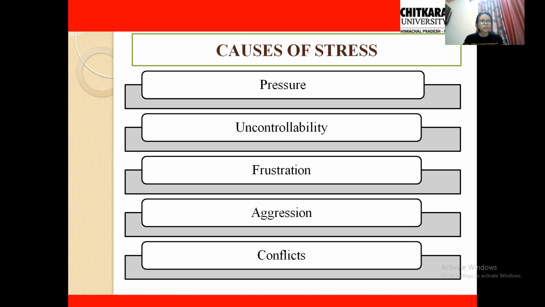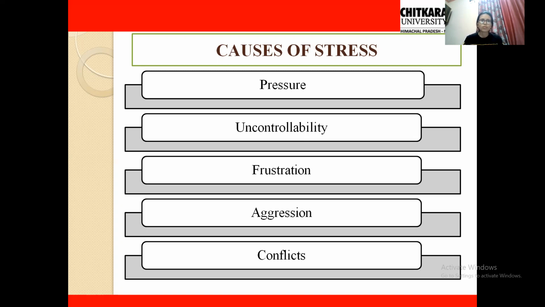That is, I am not able to control some particular situation. For example, when I encounter a particular examination and I have forgotten a particular topic in the examination, then I can't control my brain. I can't control my memory to remember that particular topic. At that time, I feel uncontrollable.